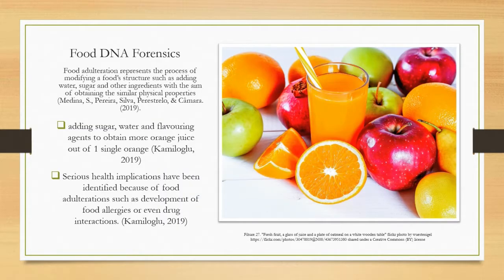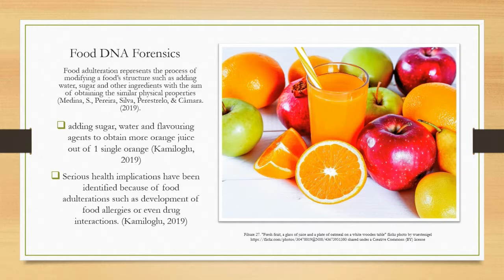DNA fingerprinting can also be applied to a concept that's quite interesting called food forensics. The term food adulteration represents the process of modifying a food's structure, such as adding water and sugar and other ingredients with the aim of obtaining a similar product with similar physical properties. It sounds a bit complicated, but it's quite straightforward, and you can see it nowadays in a lot of products. It's when they add sugar, water, and flavoring agents to obtain more orange juice out of one single orange, for example.